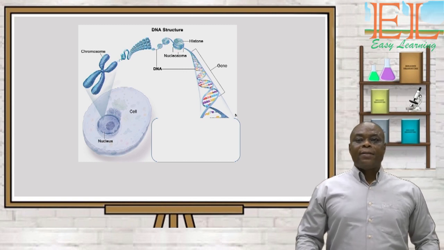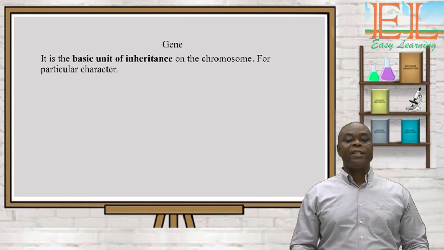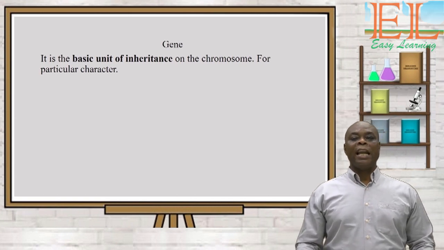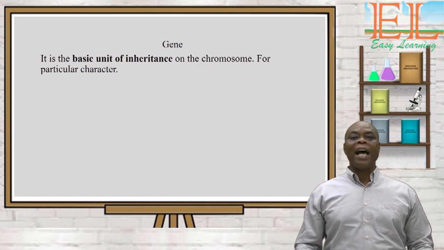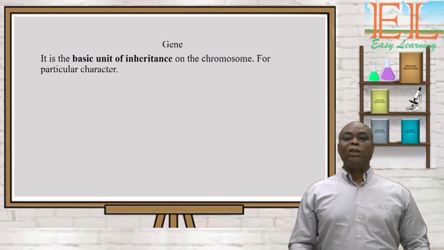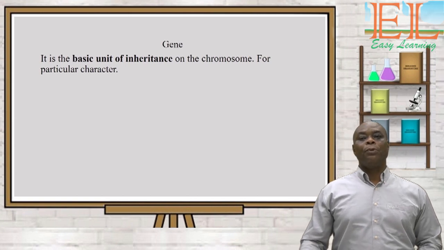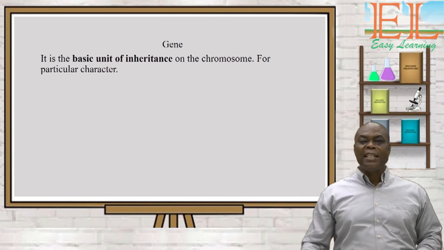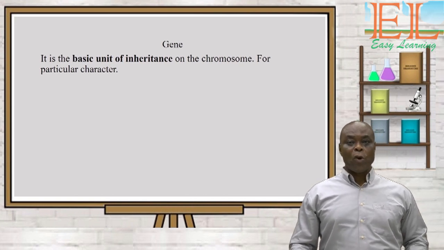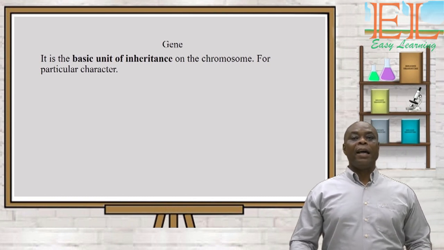The next term is gene. Okay. Now let's look at what a gene is. This is the basic unit of inheritance on a chromosome. And this is for a particular character. So on the chromosomes, we have genes, which are the unit of inheritance of a particular character on that. For example, I am a tall person, and on my chromosome, there is a unit there which accounts for the tallness, and that is what is known as the gene. The next term is alleles.